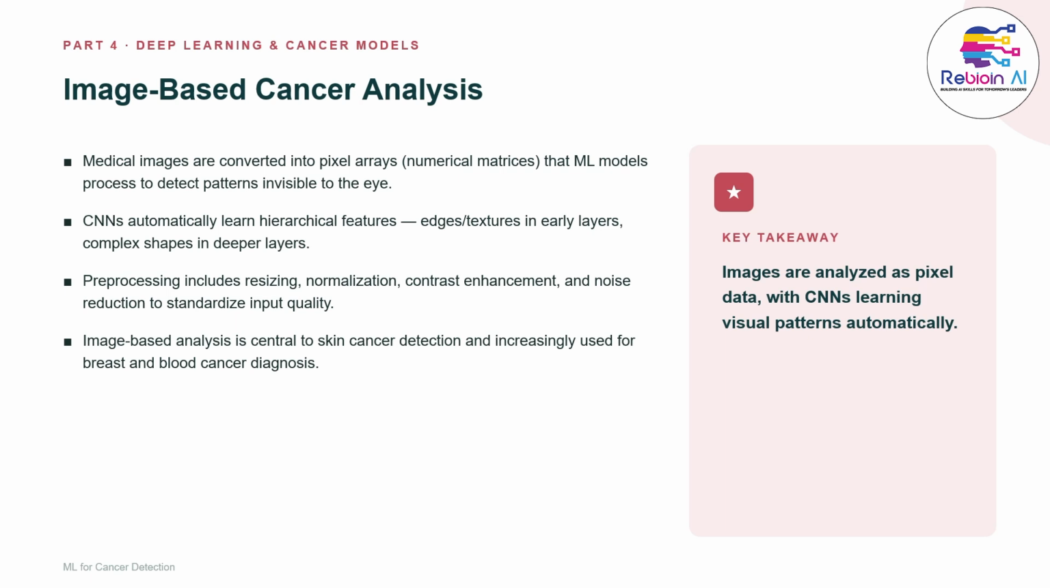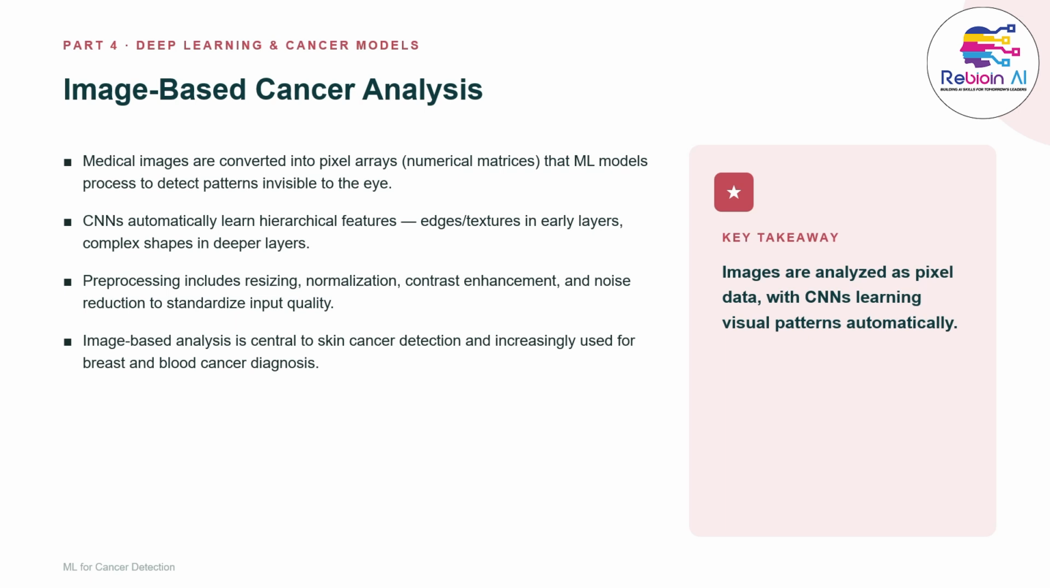CNNs shine here. They automatically learn a hierarchy of features. In the earliest layers, the network learns simple things like edges and textures, and in deeper layers, it combines those into more complex shapes. And by the final layers, it might recognize something as specific as the irregular border pattern typical of malignant lesions.